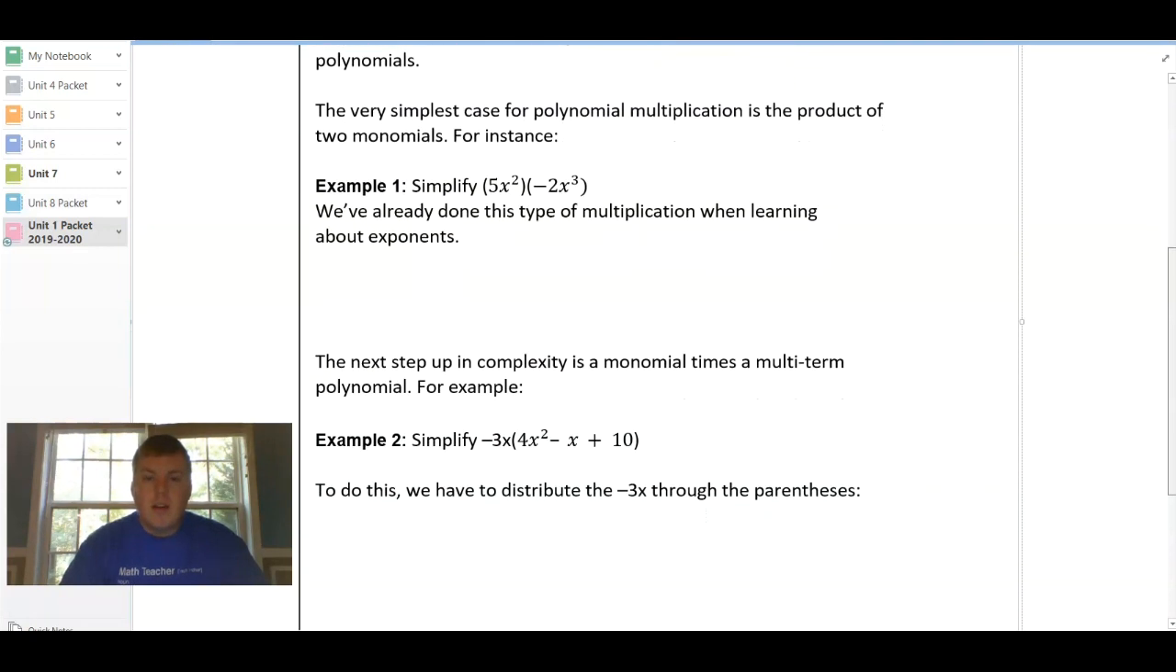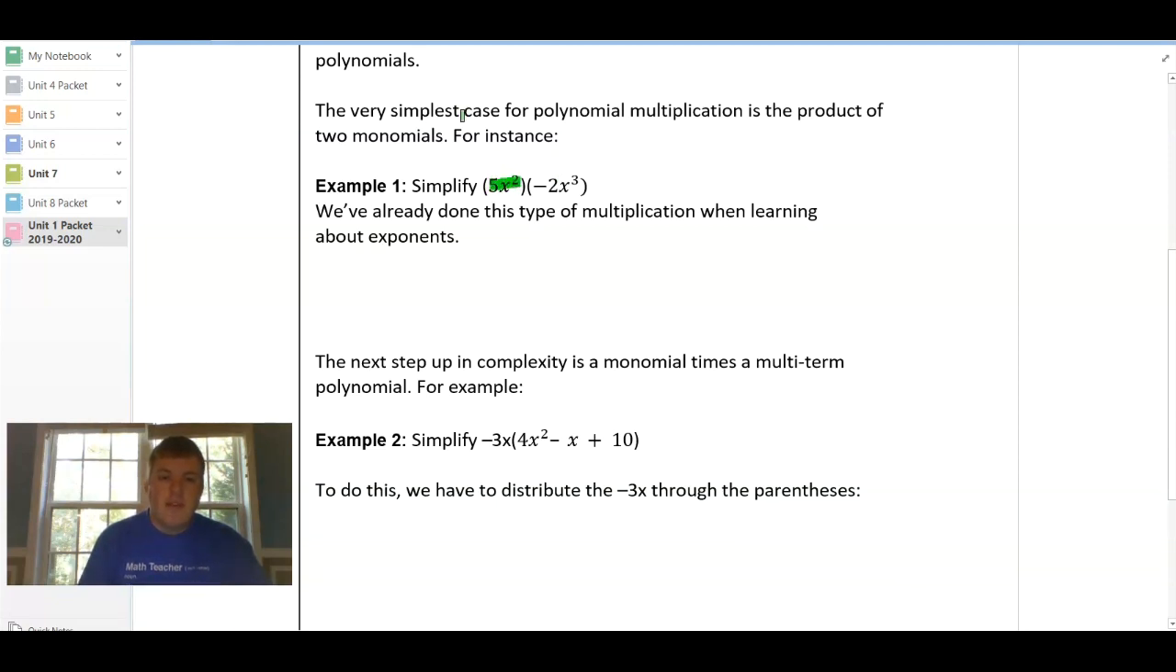We're going to start out with the very basic multiplication, and that's going to be a monomial times a monomial. That just means we're going to do one term times another expression that has just one term. So if you look at example number 1, we're asked to simplify 5x squared times negative 2x cubed. Each of these pieces on its own is a monomial because it has one piece to it. That's where we get the term monomial. Binomial is going to mean 2, and polynomial is going to mean more than 2.